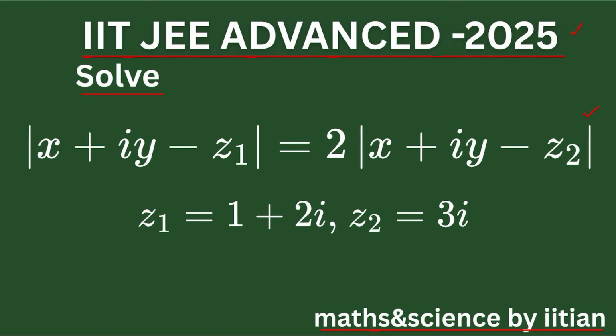There is one condition given in the complex plane: the modulus of x plus iy minus z1 is equal to 2 times the modulus of x plus iy minus z2, where z1 is given as 1 plus 2i, and z2 is given as 3i. Let us try to understand the meaning of it. Then we will solve the question in minutes.